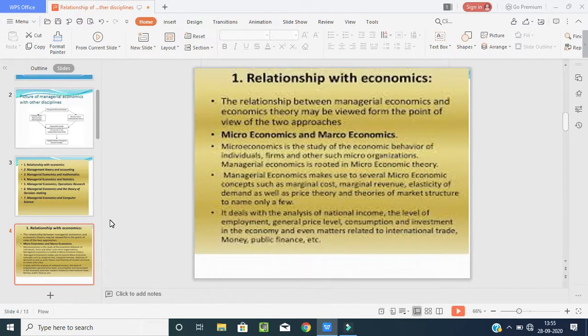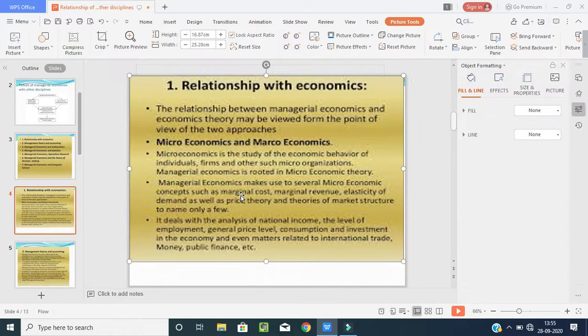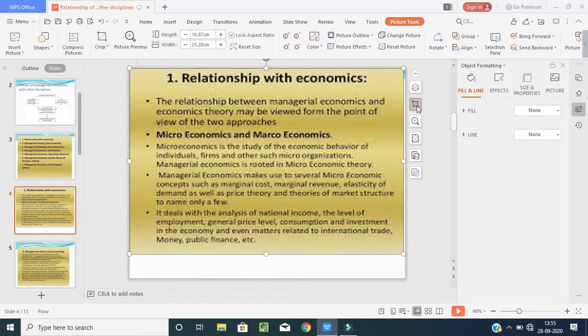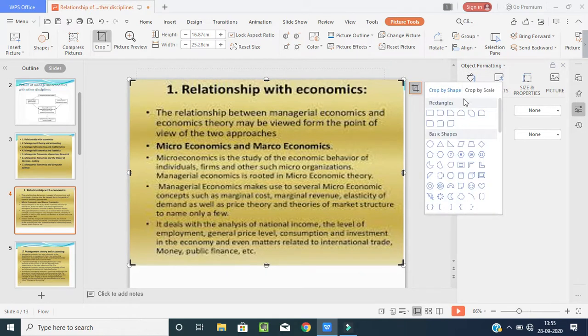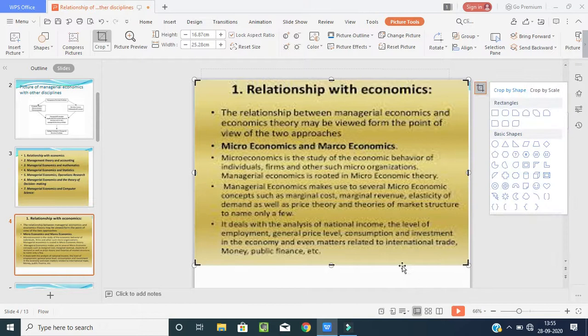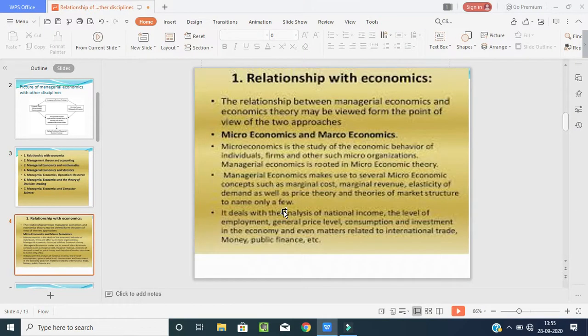First one is managerial economics with economics, how it is related. Let's see. Here the relationship between managerial economics and economic theory may be viewed from the point of view of two approaches. Those are nothing but microeconomics and macroeconomics. Microeconomics talks about the price theory, whereas macroeconomics talks about the income theory.